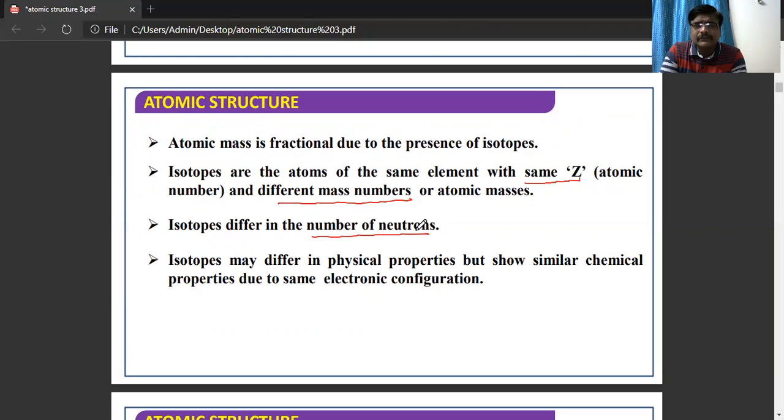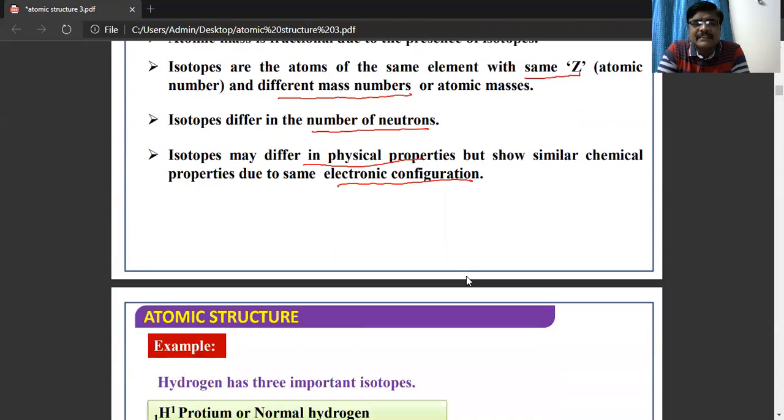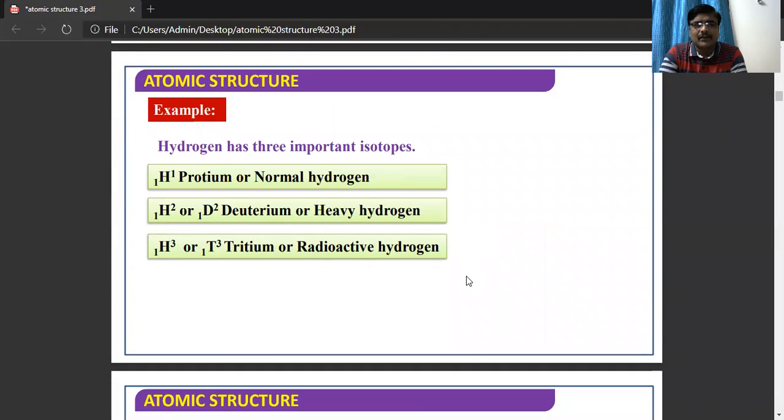If you see the properties of isotopes, they may differ in physical properties but show similar chemical properties. Physical properties will be different, but chemical properties will be similar due to the same electronic configuration, because electronic configuration always depends on the atomic number. Since the atomic number is similar, the chemical properties will be similar.